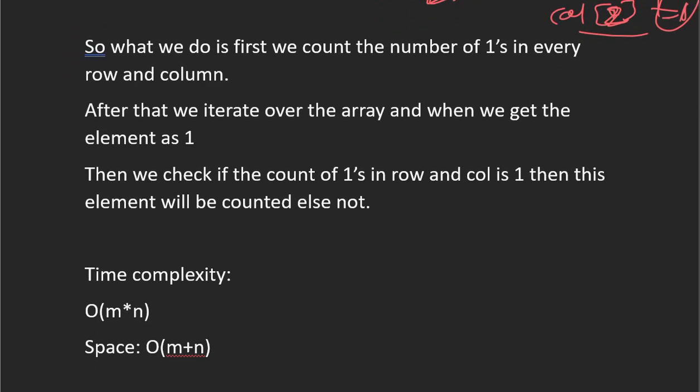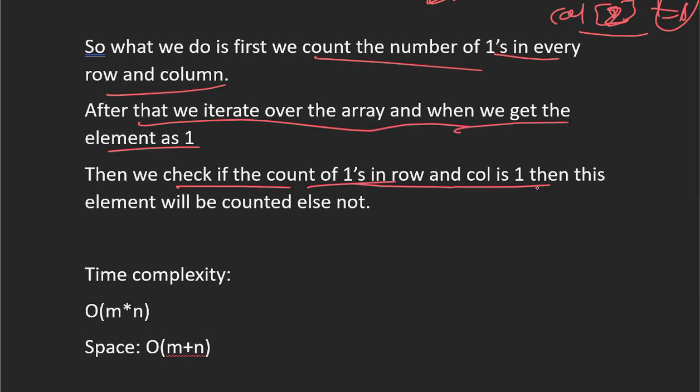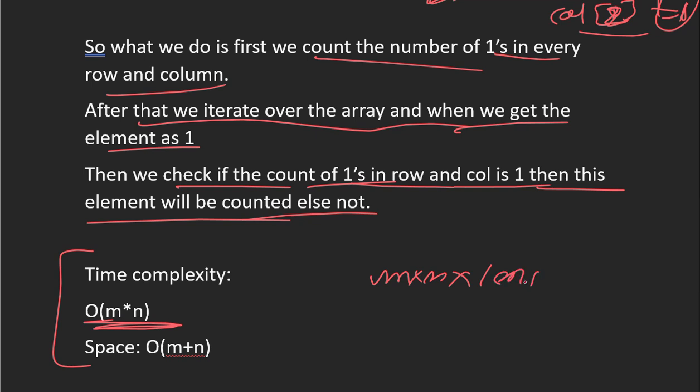So what we are doing is, we first store the count of number of ones in every row and column, and after that we iterate over the array, and when we get the element as 1, then we check if the count of ones in that row and column is 1, then that element will be counted as a special element. If you see the time complexity, it is big O of m into n, and earlier it was m into n into m plus n, right?